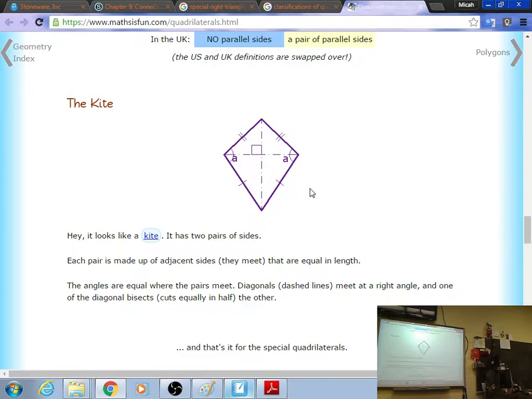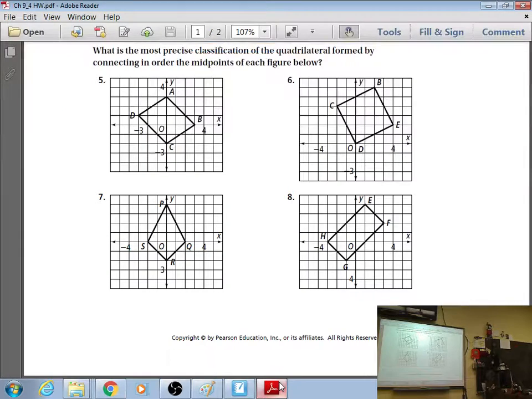So that pretty much is everything that you need for classifying. Obviously 7 is the only one that looks like it might be a kite, so you've got to go through and check. Are these equal? You don't actually have to use the distance formula. You're going to say, do they have the same change in location? Do they have the same rise and run? That would mean they're equal. And then does this bisect that?